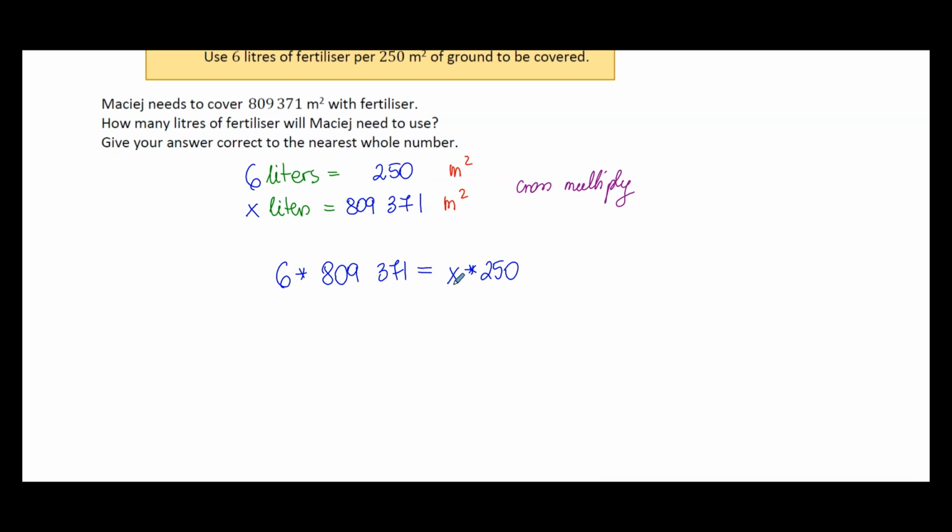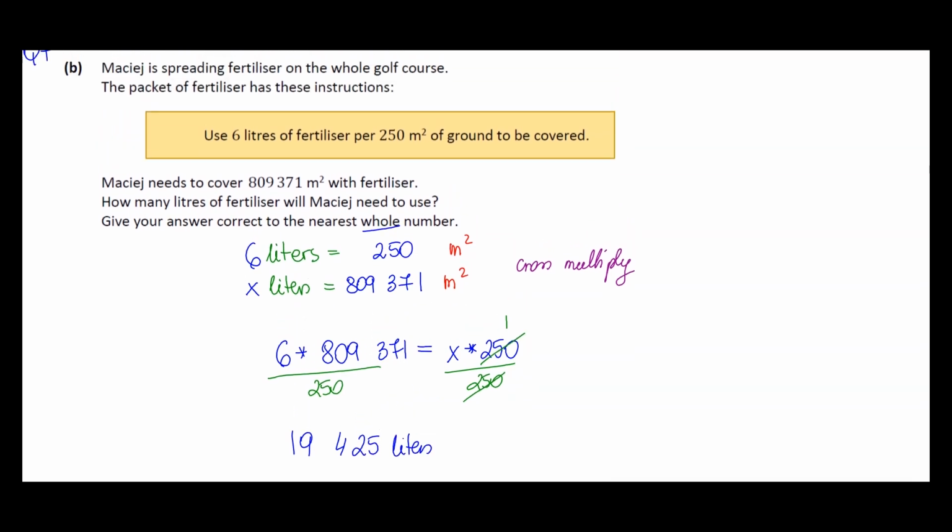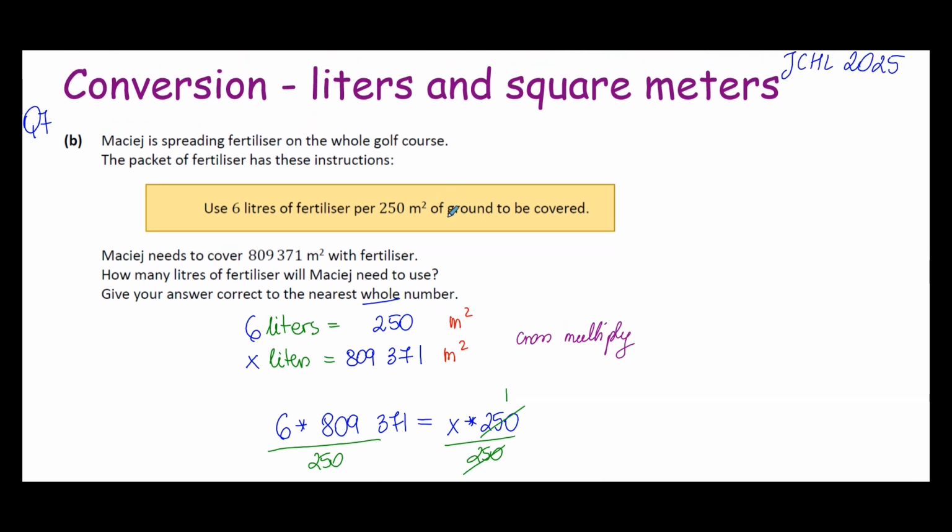Now, what do we do next? We want to find the value of X, not X multiplied by a number. Therefore, to eliminate multiplication, it's always the same: by dividing both sides of the equation, because 250 divided by 250 is 1 and 1 multiplied by X is X. And then we put that in our calculator, we press equal, and remember to the nearest whole number, that will give me 19,425 liters. Like I'm saying, conversion is extremely handy in actually everyday life.